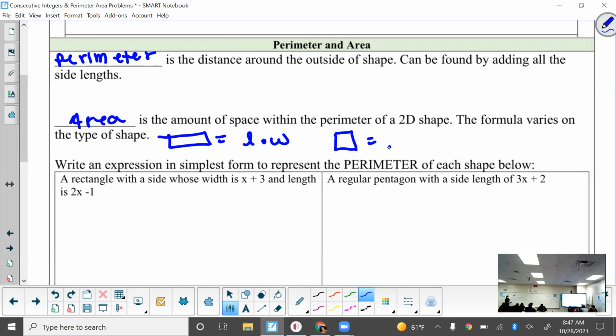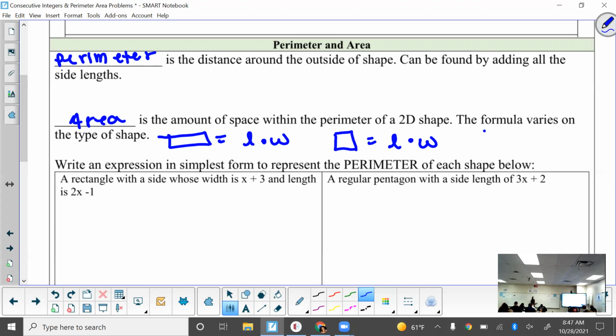Length times width. All right, for area of a rectangle and a square, it's the same, length times width.